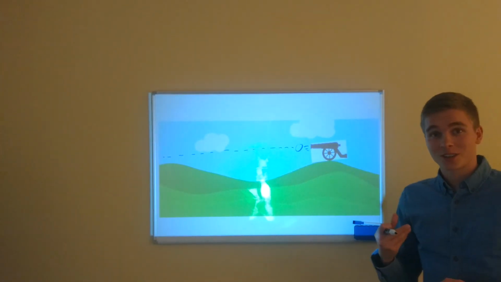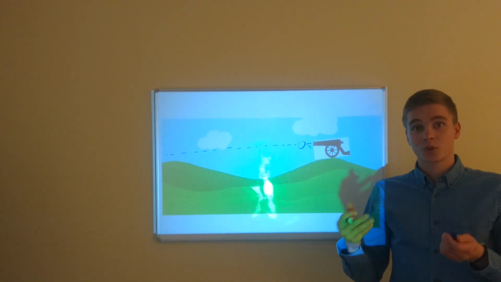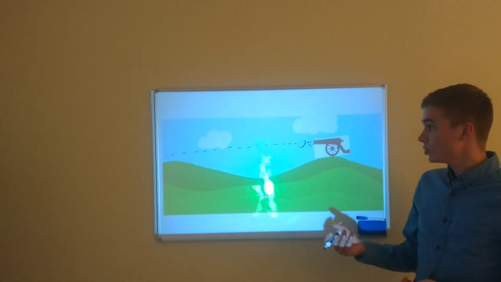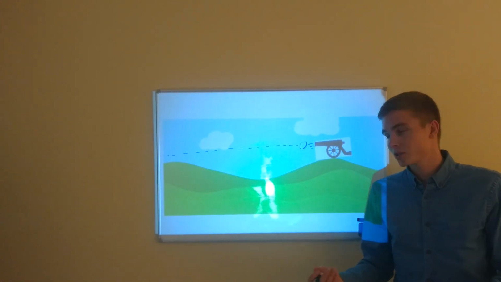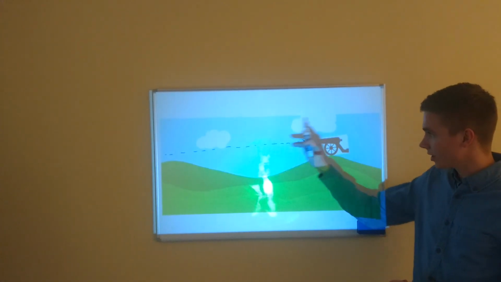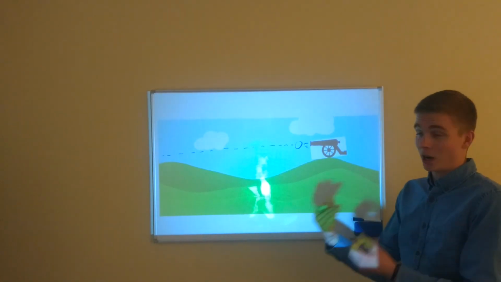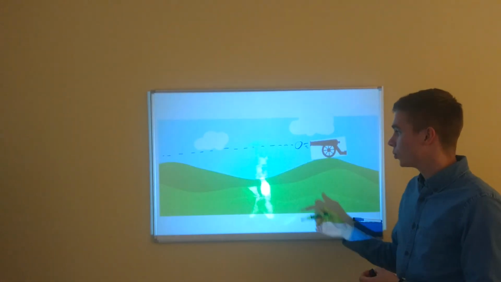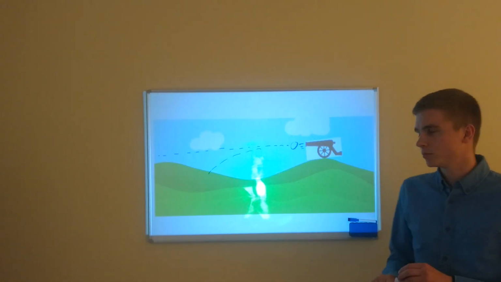Based on our previous studies on mechanics, this makes sense. Remember Newton's first law of motion. An object in motion is going to stay in motion unless it's acted on by an outside force. So in this case, the cannonball, once it is shot out of the cannon, would continue at that same velocity and direction forever and ever. What brings it down to Earth is gravity.